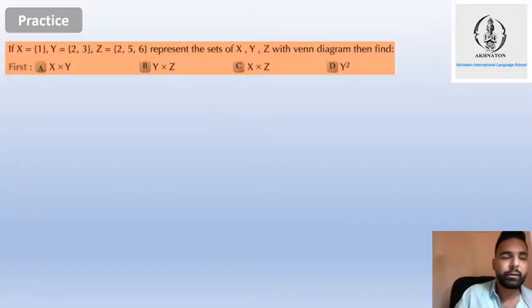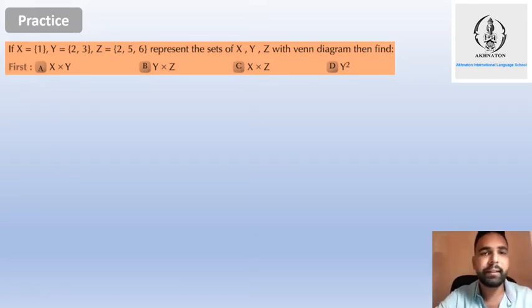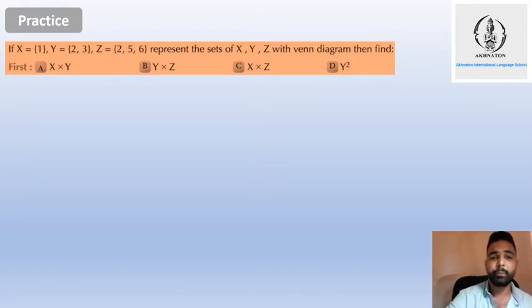Let's take a practice question, and now you can pause the video and try to solve this question by yourself. If x equals {1} and y equals the set {2, 3} and z equals the set {2, 5, 6}, represent the sets x, y, z with a Venn diagram, then find x product y, y product z, x product z, and y square. Okay, let's start with the first question, which is to represent x, y, and z with a Venn diagram, and we studied how to represent with a Venn diagram in grade 5.